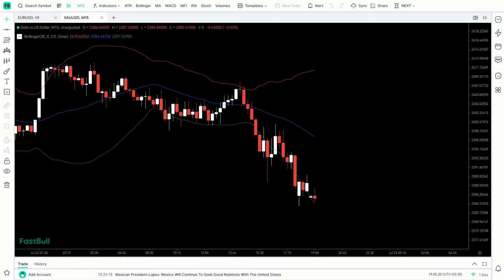If you're not familiar with Bollinger Bands, here's how they work. The center line represents a moving average. For our strategy, this means looking back 30 candlesticks to calculate the average. The upper and lower lines represent standard deviation lines.